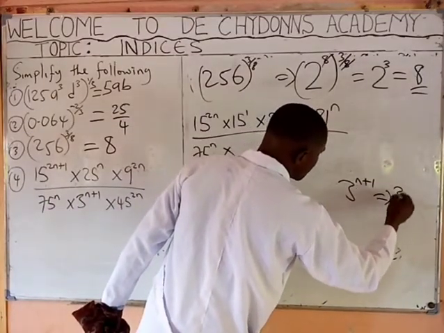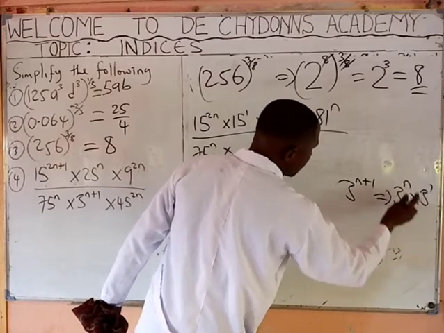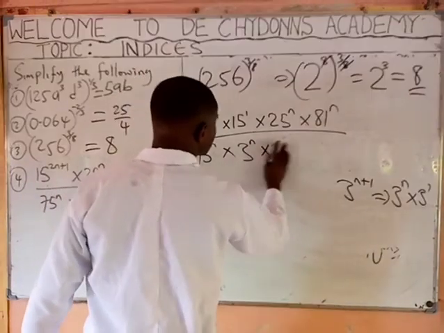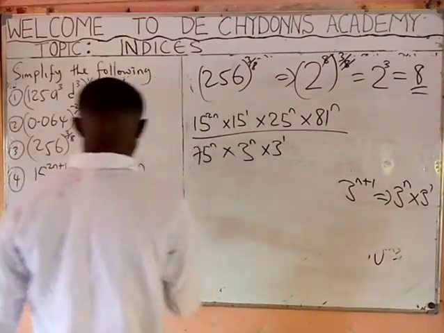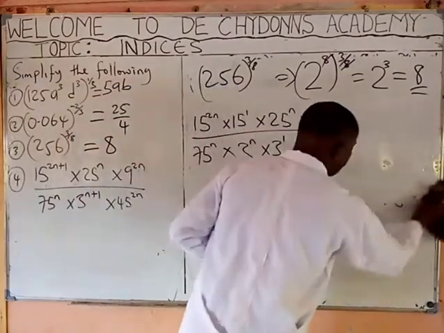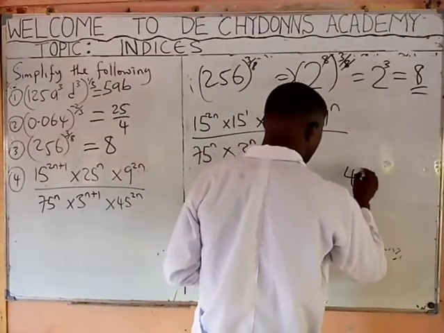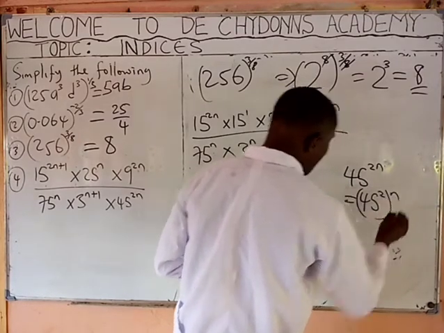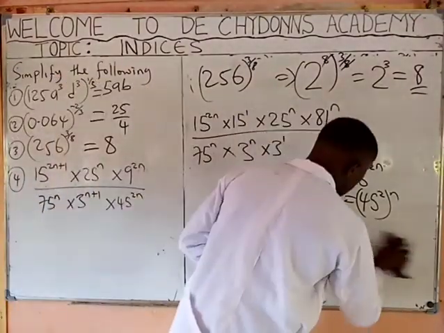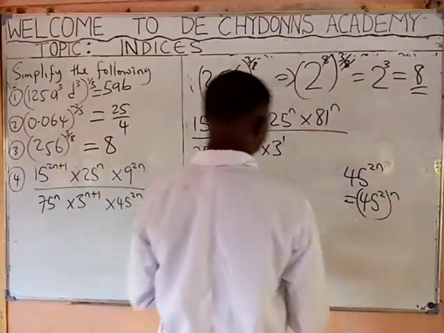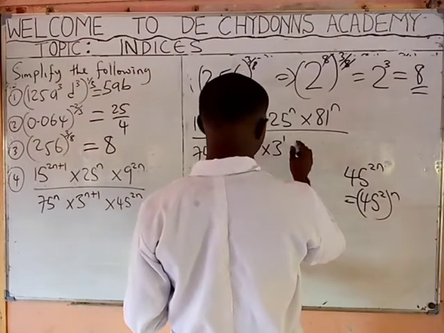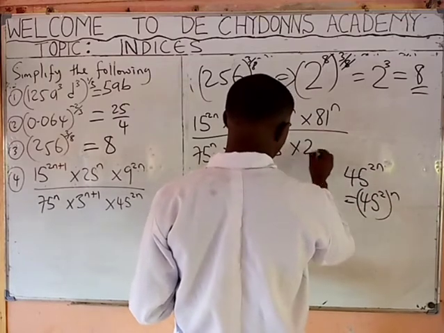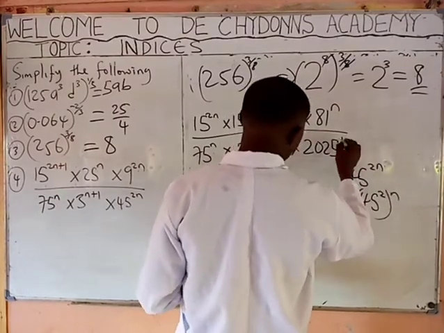Returning back to indices, 3 raised to the power of n plus 1 will be 3 raised to the power of n times 3 raised to the power of 1. Then this one will be 45 raised to the power of 2n, which simply means 45 squared all raised to the power of n. They are the same. So, 45 times 45 will be giving us 2025. So, 45 squared will be giving us 2025, then raised to the power of n.